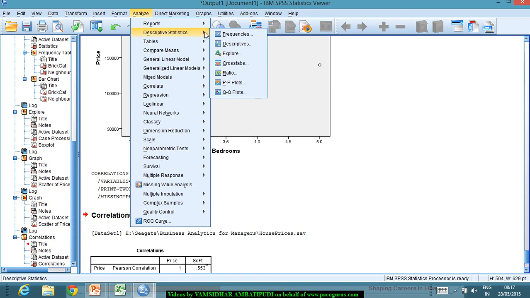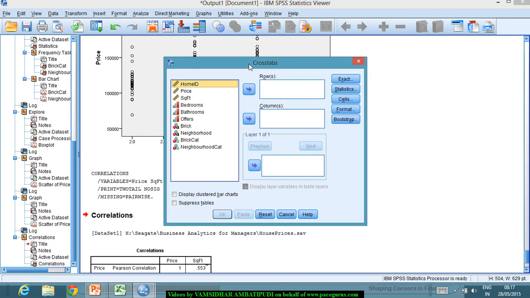Again, I'll go to the descriptive statistics. I have something called cross tabs in that, wherein I'll have, let's say, the brick category in the columns and neighborhood category in the rows. I'll not do anything else. I'll display the clustered bar charts. I am not getting into the statistical aspects right now. I'm just displaying the tables.